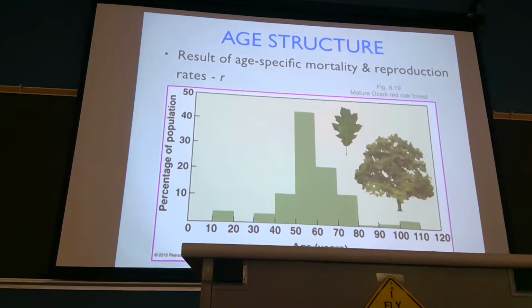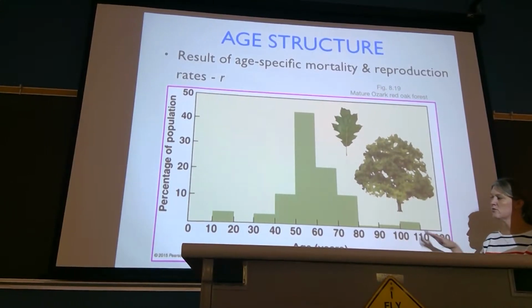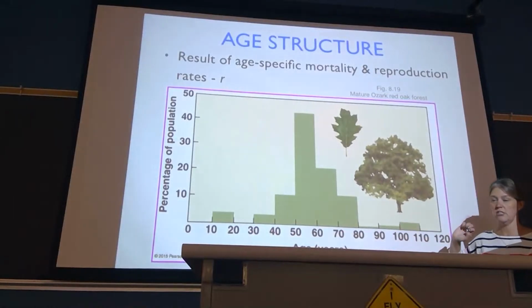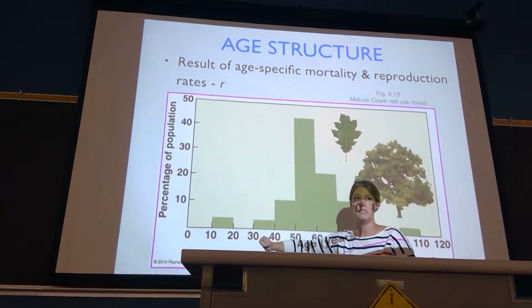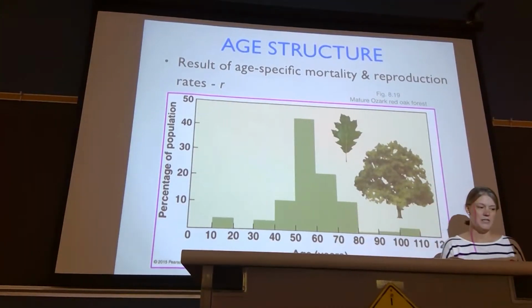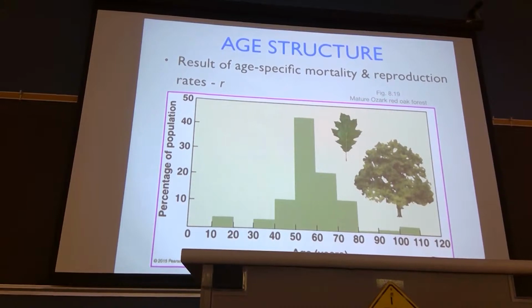Here we're looking at the different age classes in a mature red oak forest in the Ozark Mountains in Missouri and Arkansas. And we see that they have very few old individuals in the population, and very few young individuals in the red oak population. They have a bunch that are in this kind of 40 to 80-year-old range. Why? Why isn't it even? What is going on?